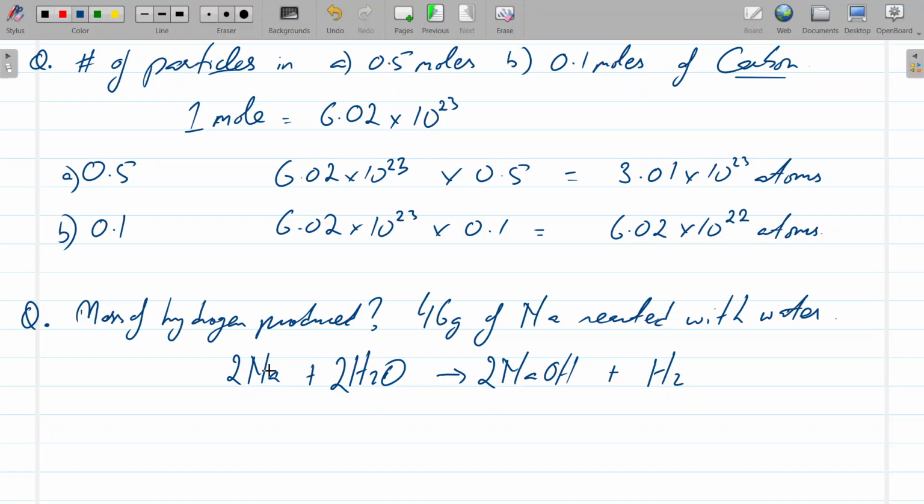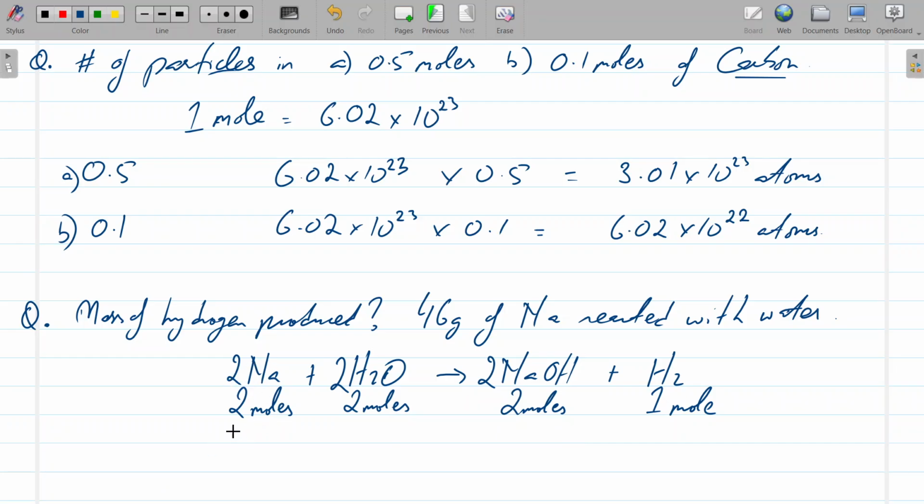So you've got two atoms of sodium and two molecules of water reacting to form two molecules of sodium hydroxide and one molecule of hydrogen. But we can also look at it broadly, saying that we've got 2 moles of sodium reacting with 2 moles of water, giving us 2 moles of sodium hydroxide and 1 mole of hydrogen.